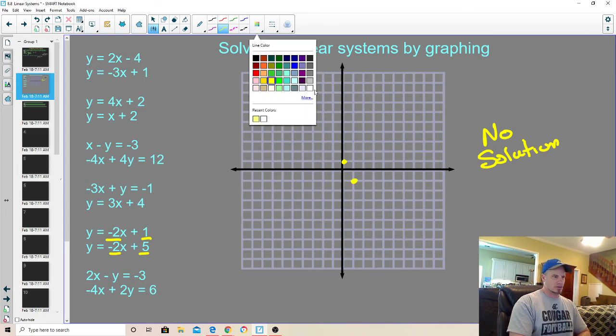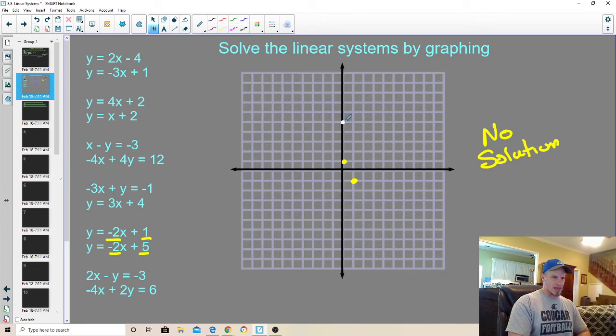Okay, I'll do a different color for the other graph. B is 5. 1, 2, 3, 4, 5. And it's down 2 over 1. You can see this line's going this way, this line's going this way. They will never cross. They have the same slope. Different y-intercepts, so it's no solution. You still need to graph it.